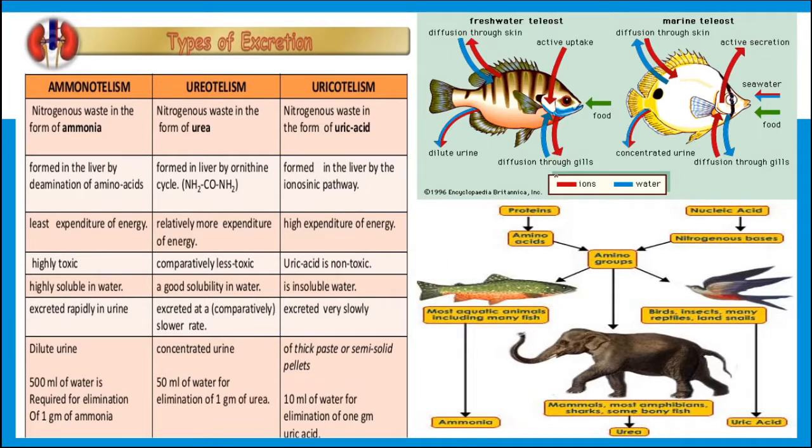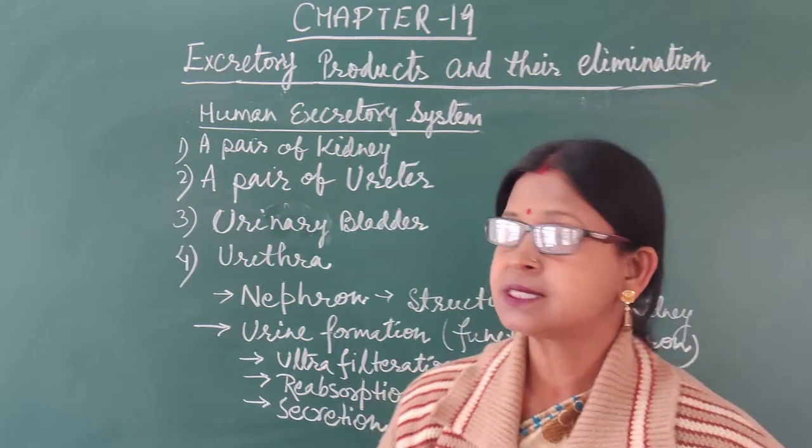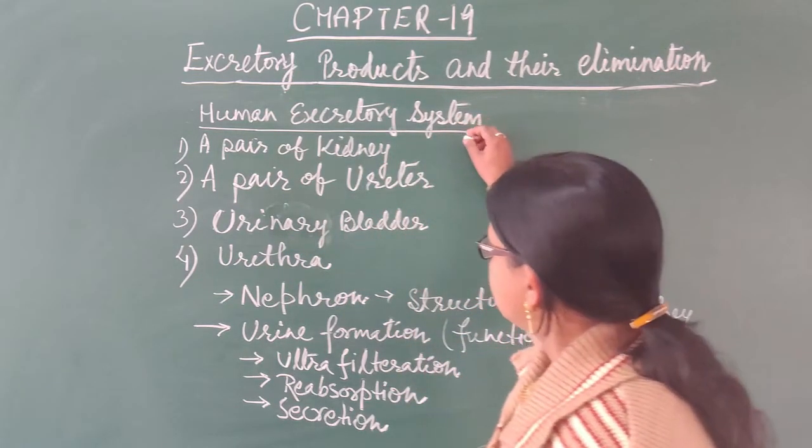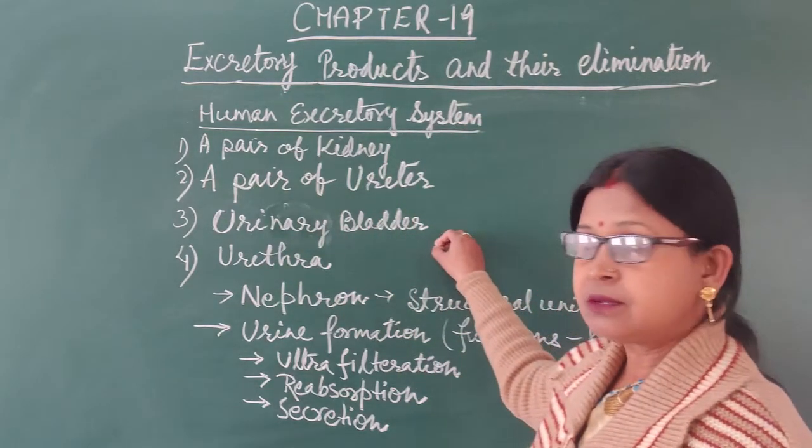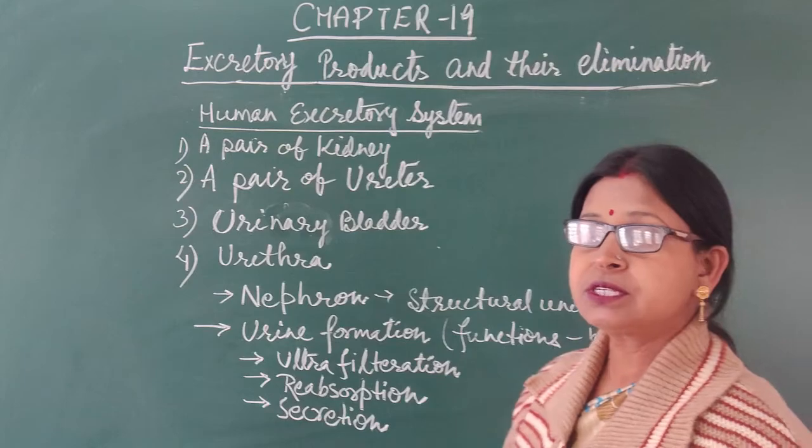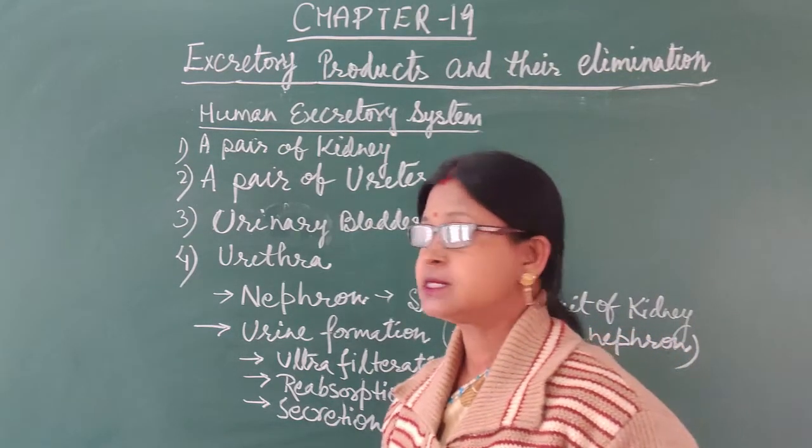Here we can see the examples of organisms involved in the process of ammonotelism, ureotelism, as well as uricotelism. Now we will discuss the human excretory system, the parts of the human excretory system and the physiology or functioning of these organs.